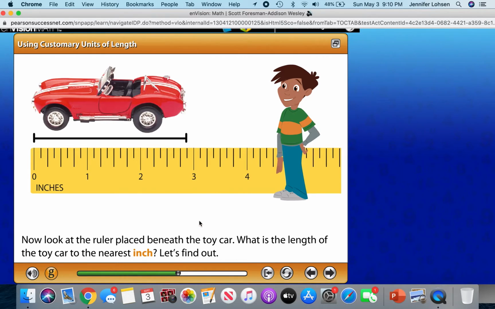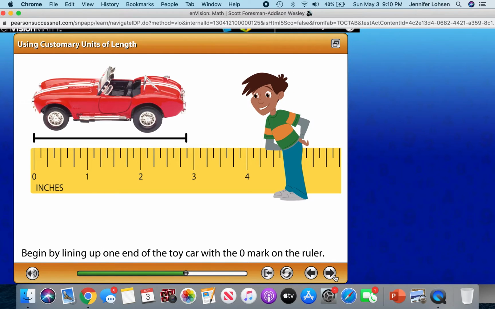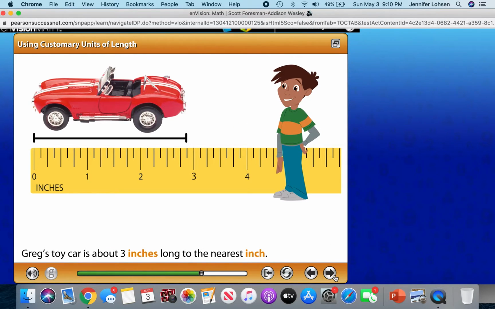So we want to know about, to the nearest inch, is the length of the car to the 2 inches, nearest to 3 inches, or 4 inches? I want you guys to take a second, think that over, have your answer in your head, and let's find out. Begin by lining up one end of the toy car with the 0 mark on the ruler. You know me, I always go ahead of them. Then find the inch mark closest. We talked about that. Greg's toy car is about 3 inches long to the nearest inch.